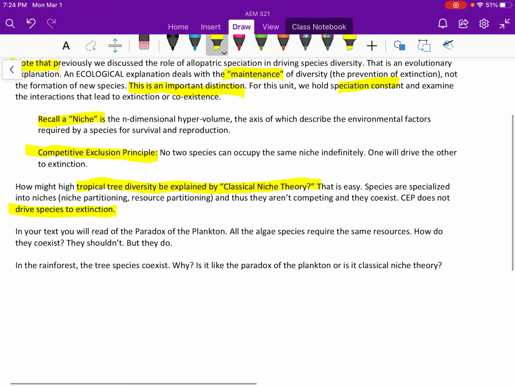In your text, you will read of the paradox of the plankton, where Hutchinson talks about just this problem. There are all these algae species in the ocean. They require the same resources, the same things to survive, but there are so many species. How do they coexist? Why don't some of them drive others to extinction? They shouldn't exist together, but they do. In the rainforest, many tree species coexist. Why? Is it the paradox of the plankton or is it classical niche theory?